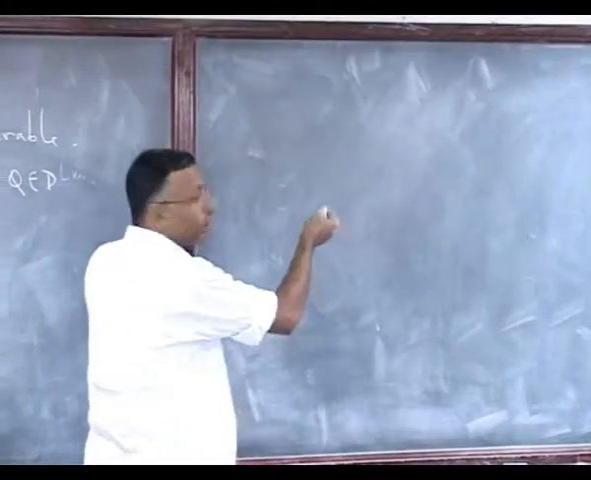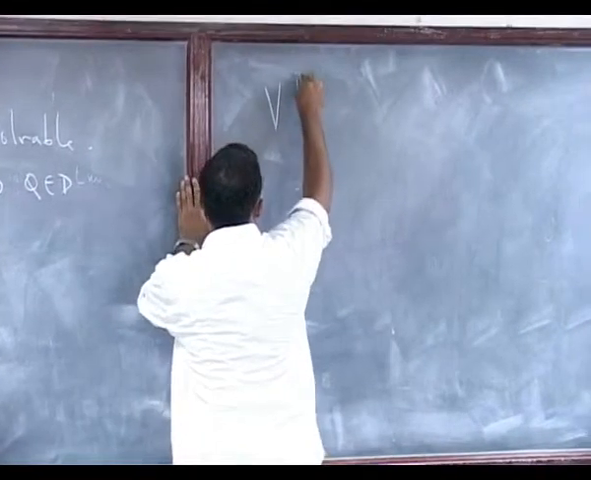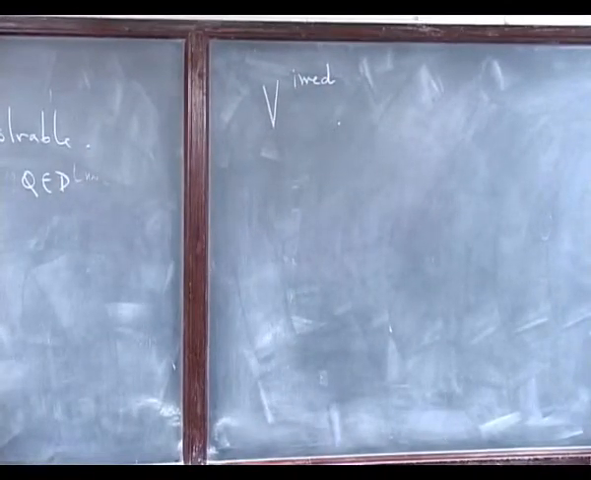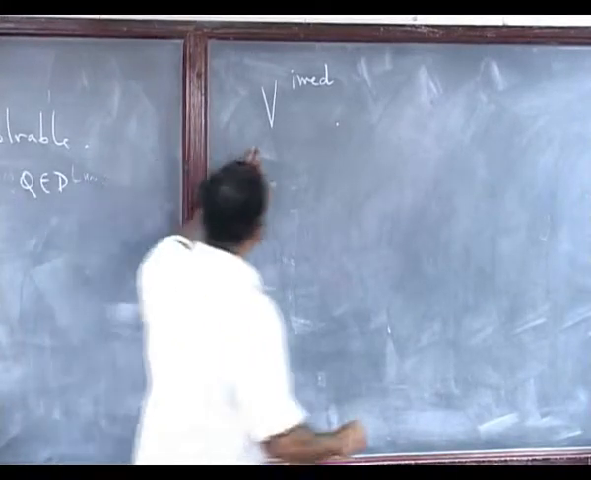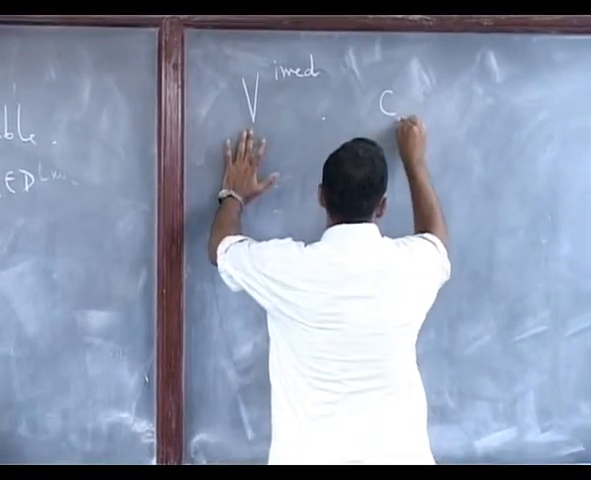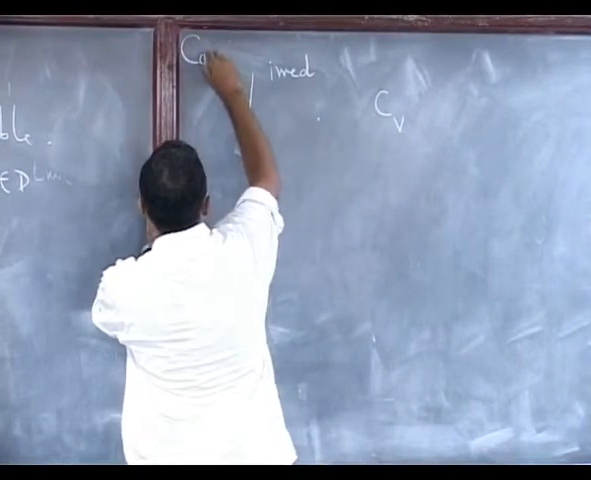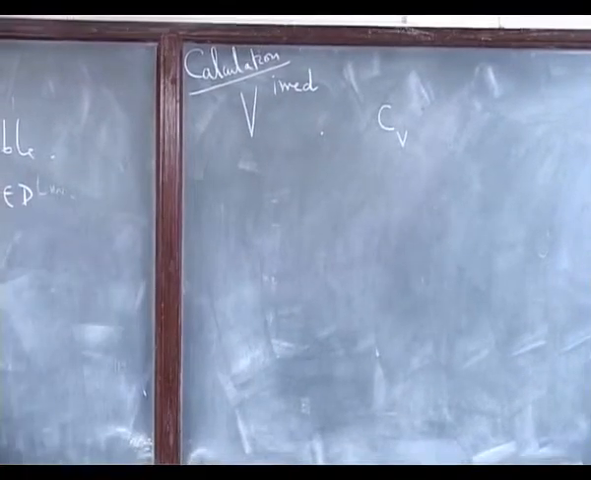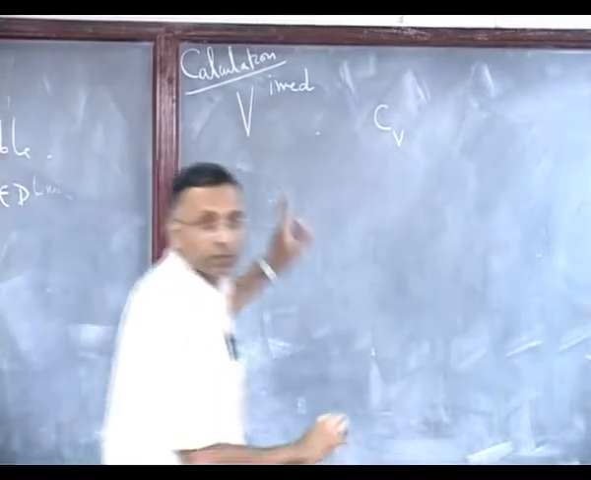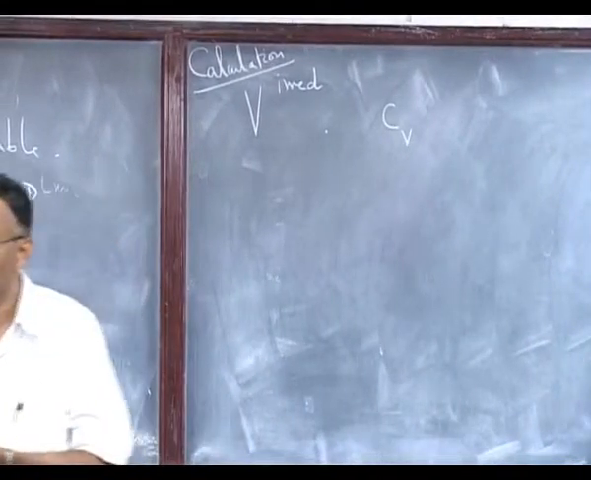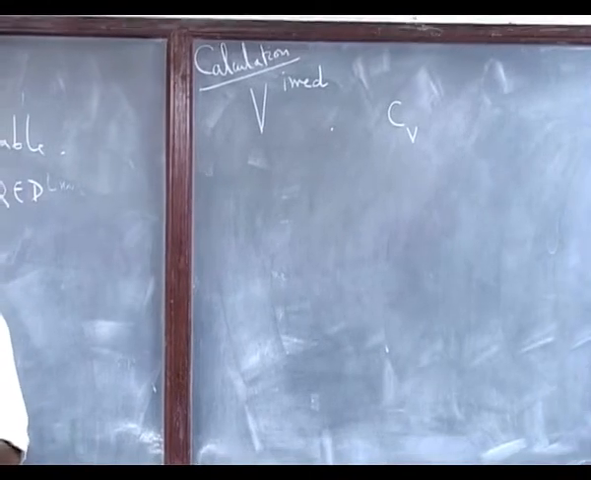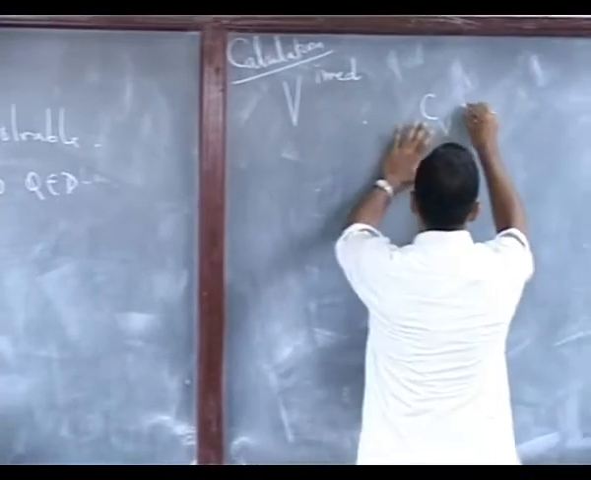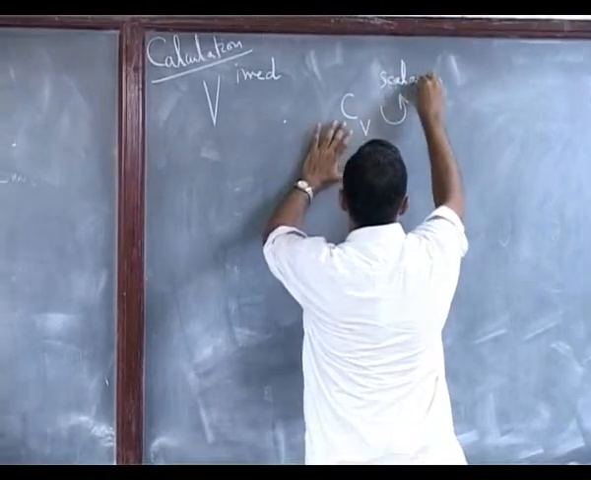Okay, so let's calculate. Suppose V is irreducible. Then what do I know? I have this element C_V. It acts like a scalar, right? C_V belongs to the center of the universal enveloping algebra. Therefore, it acts as a scalar on any irreducible representation by Schur's lemma. C_V acts as a scalar on V.